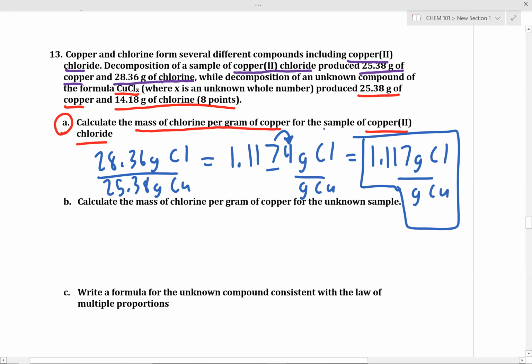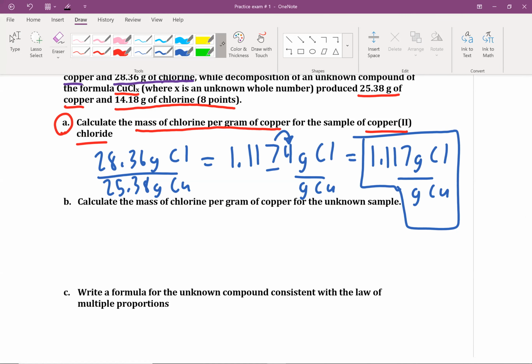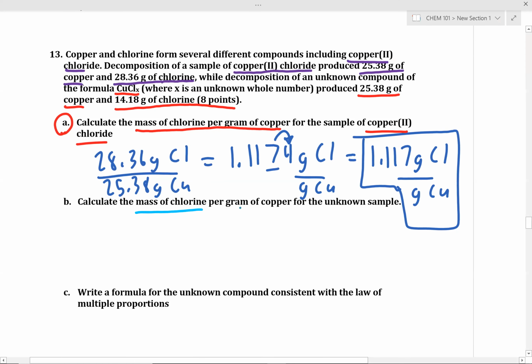Okay, now we're going to repeat the same process for our unknown sample. So we're going to calculate the mass of chlorine per gram of copper for the unknown sample. How many grams of chlorine are in our unknown sample? 14.18. So we have 14.18 grams of chlorine. And how many grams of copper do we have? 25.38. Yep, 25.38 grams of copper.